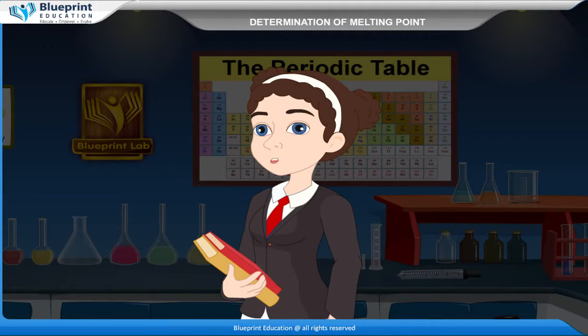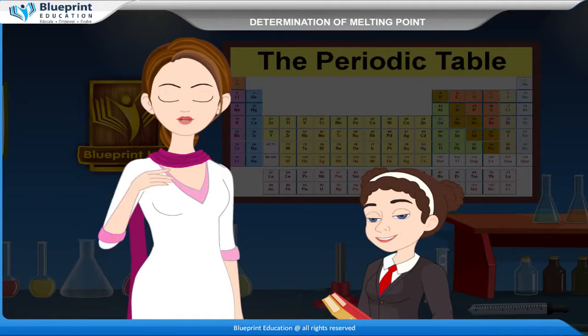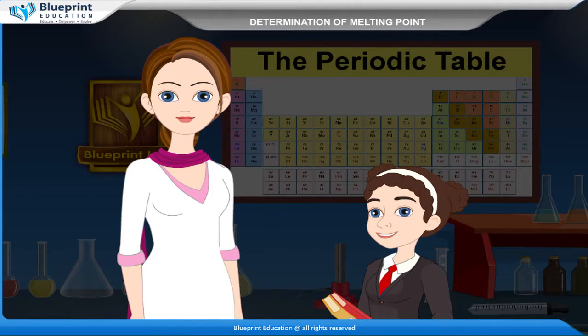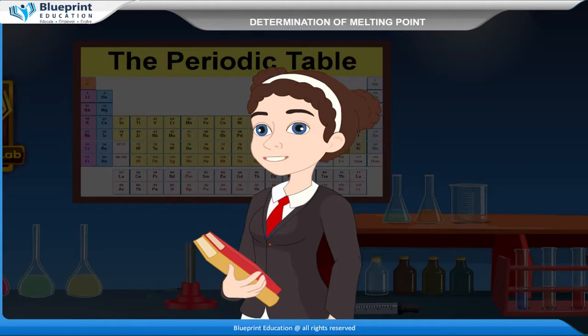Is the melting point the same for all types of substances? No, it is not. A pure substance has a sharp melting point and it melts at a definite temperature, whereas an impure substance has a lower melting point. It means determination of melting point is a convenient method to check the purity of the solid substance.